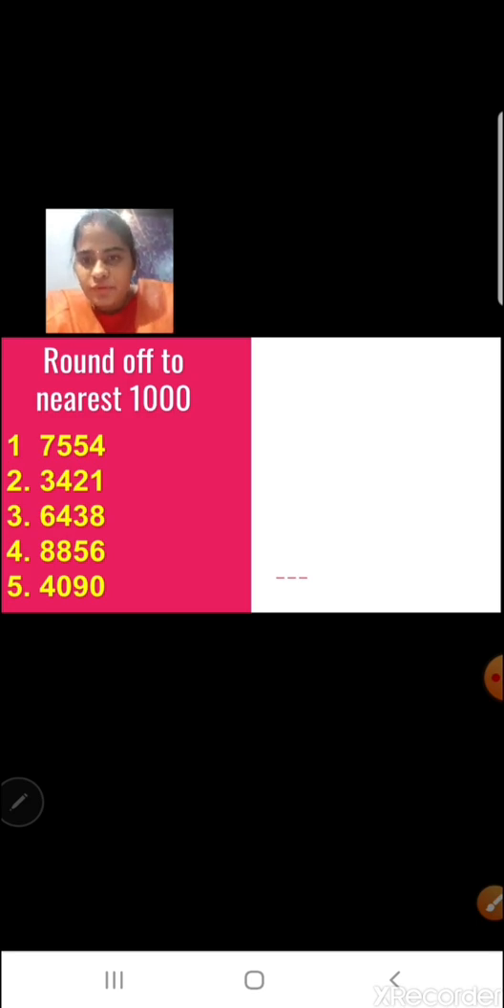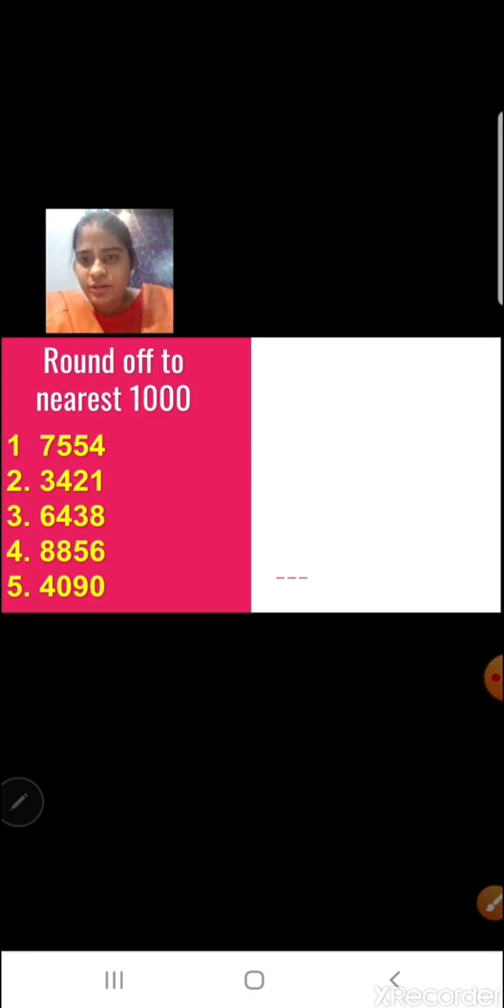We are rounding off to the nearest 1000. First, you place a 0 in hundreds place, tens place and ones place. The thousands place will change or will not change. That also depends on hundreds place. If it is 4 or less than 4, the number in thousands place is not going to change. But if the number is 5 or more than 5, then the number in the thousands place is going to change. We have to add 1 to the number.